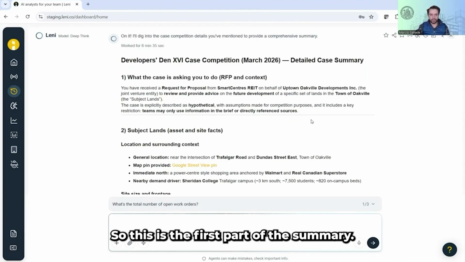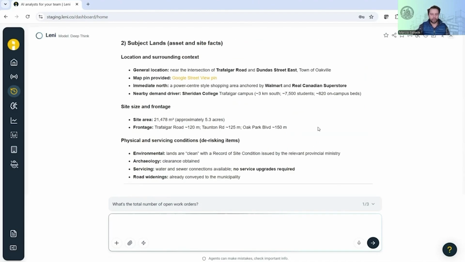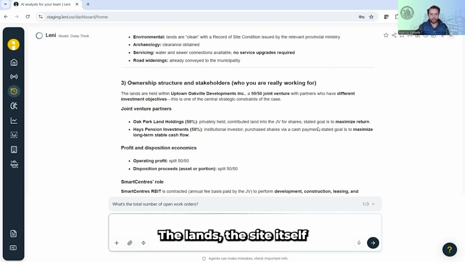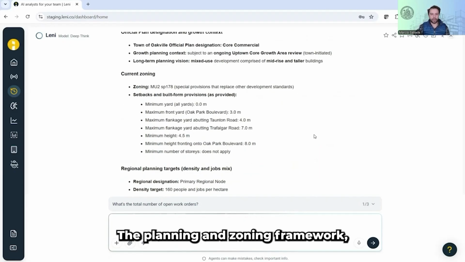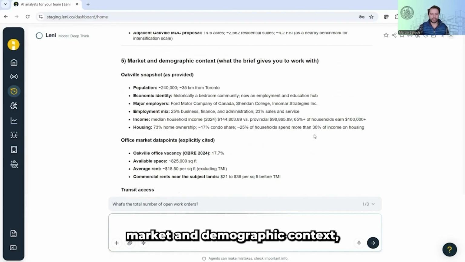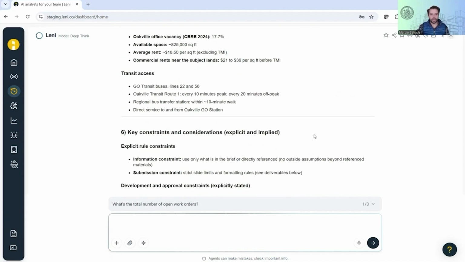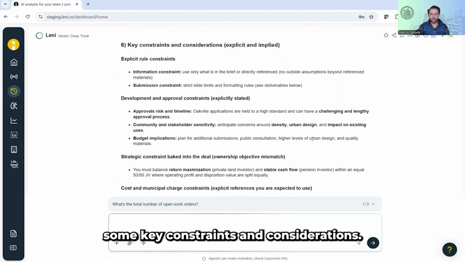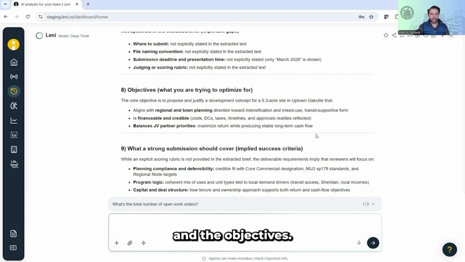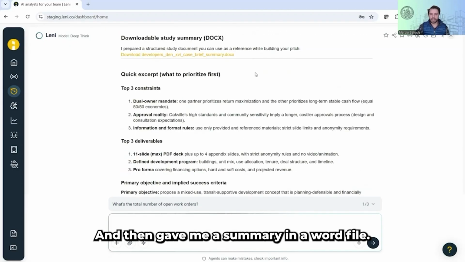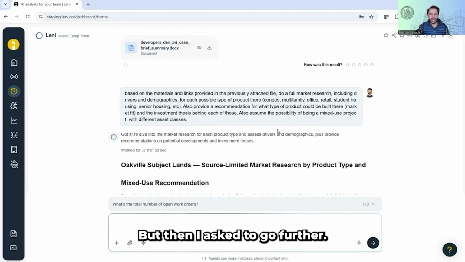So this is the first part of the summary: the land, the site itself, ownership structure, what are the roles of each one of the players here, the planning and zoning framework, market and demographic context, and some key constraints and considerations, requested deliverables for this case competition, and the objectives. And then it gave me a summary in a Word file. But then I asked to go further.